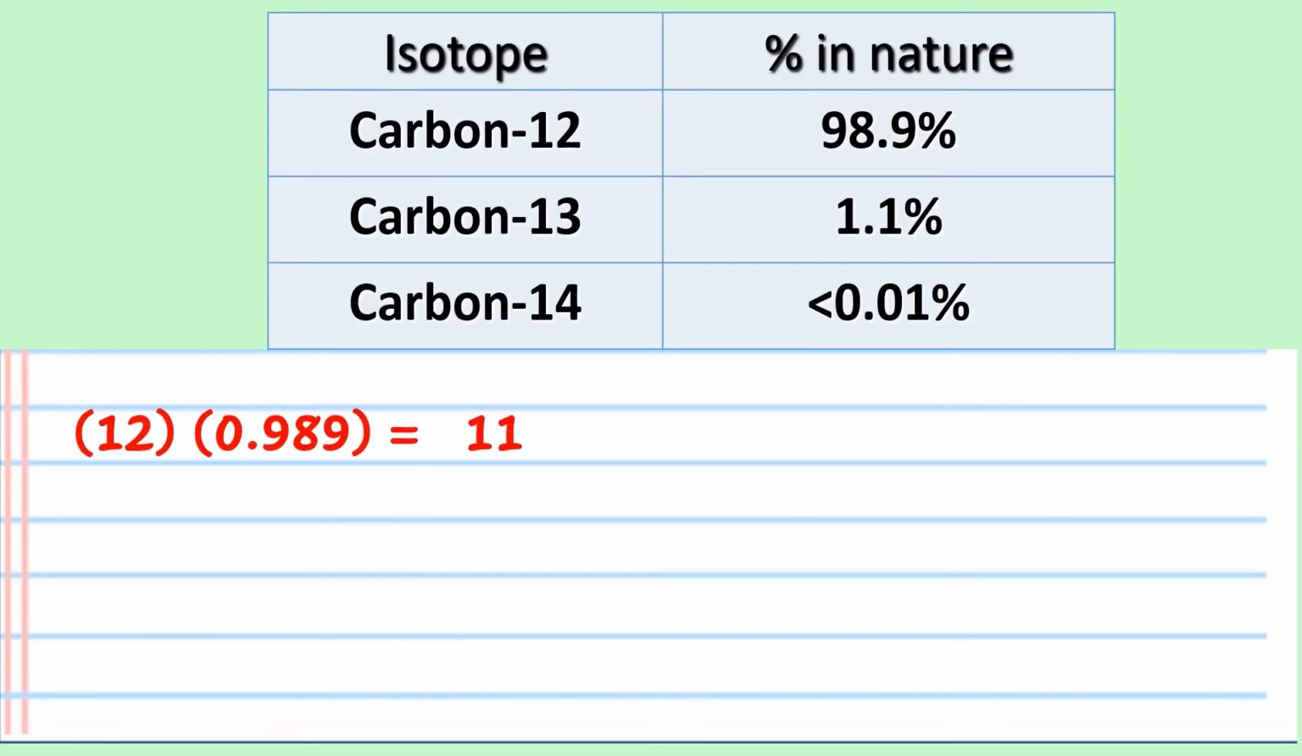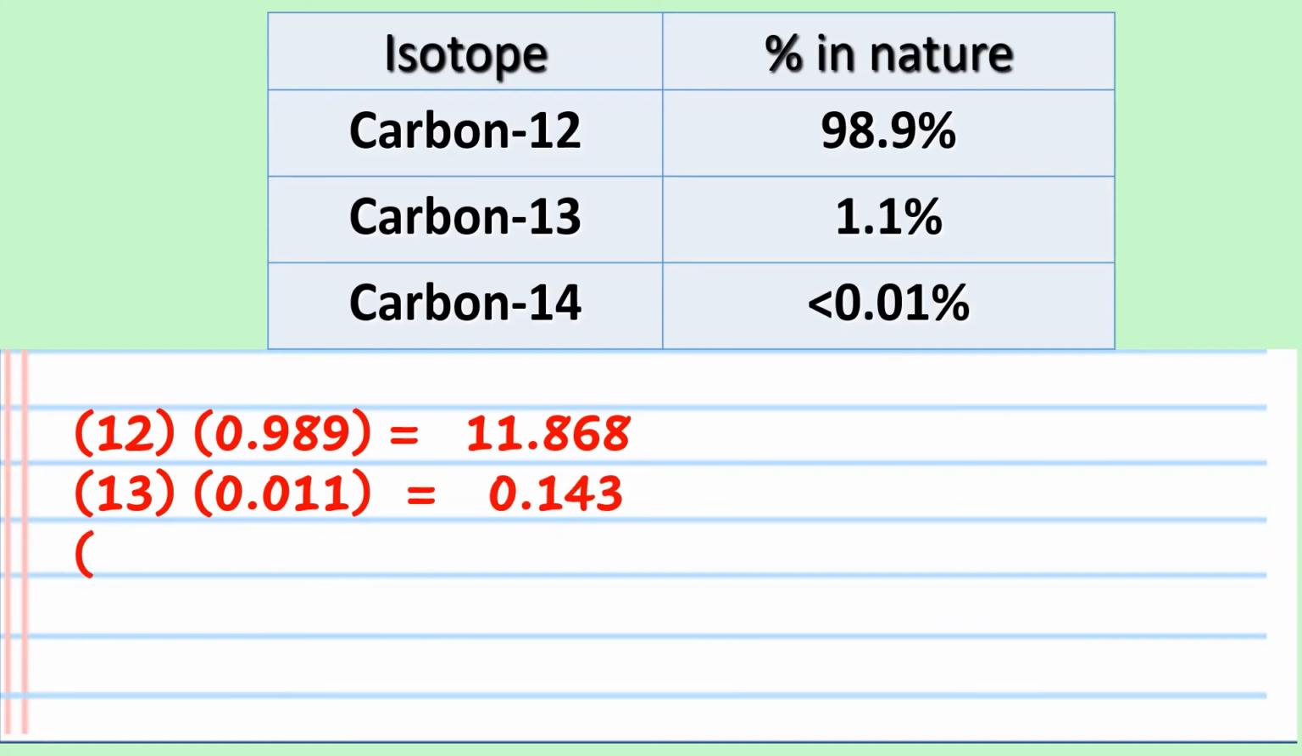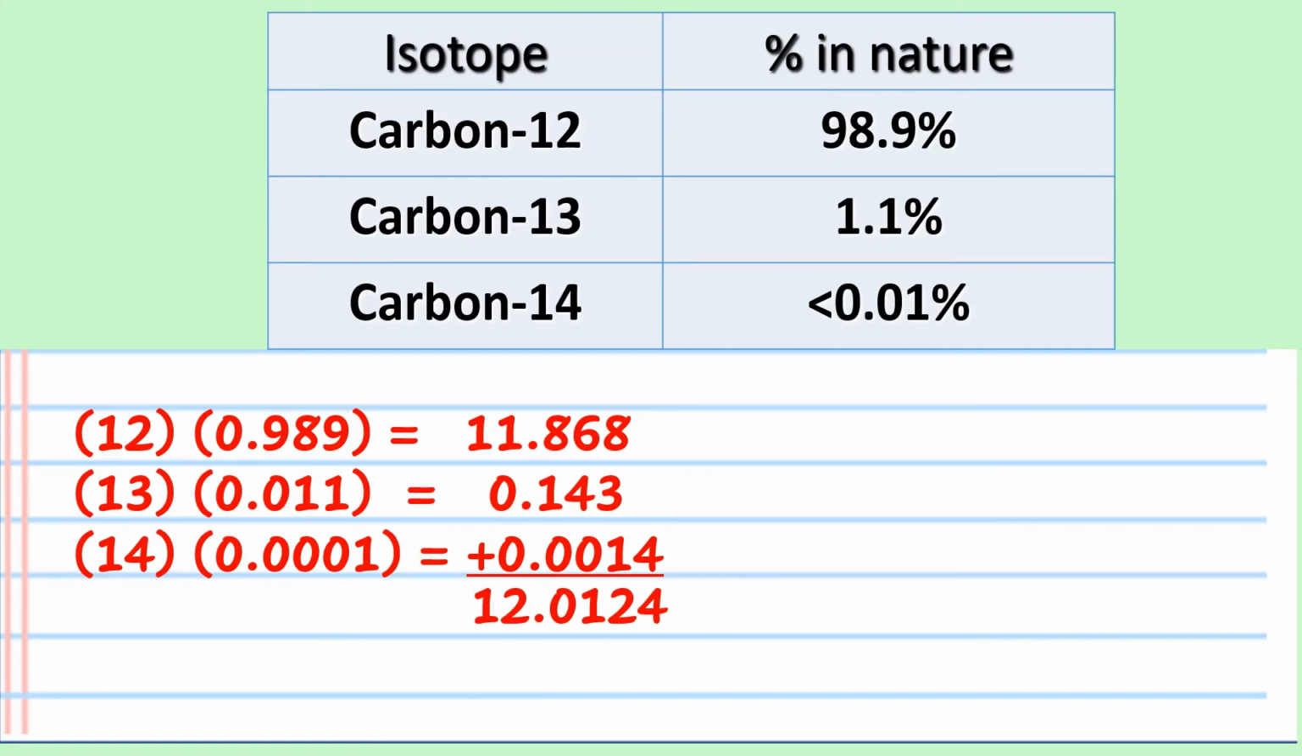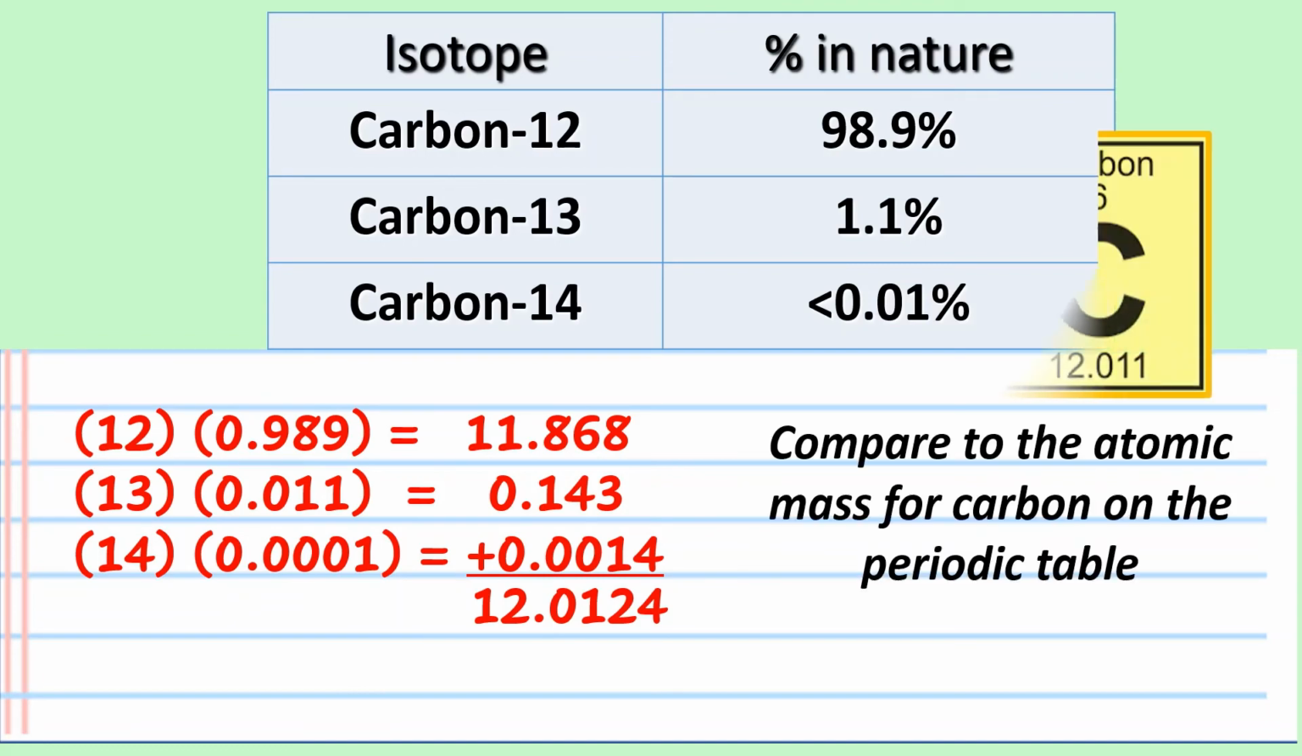98.9% becomes 0.989, which will be multiplied by 12. 1.1% becomes 0.011, which we will multiply by 13, and 0.01% becomes 0.0001, which we will multiply by 14. Add those values together, and the weighted average atomic mass is 12.0124. Let's compare that to the atomic mass of carbon on the periodic table.